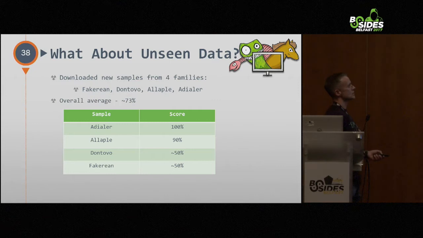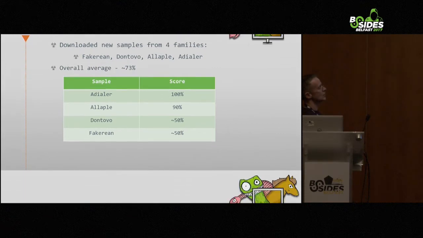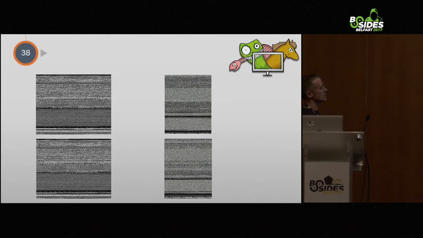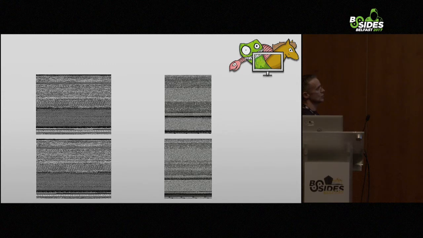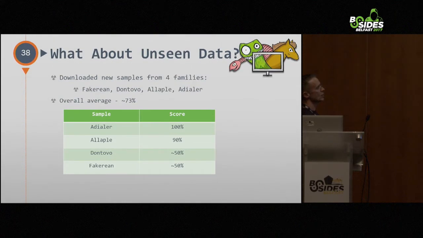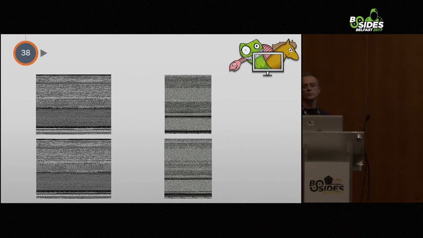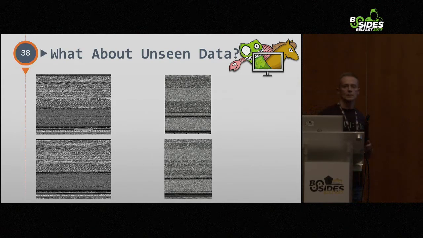Quite surprising, because if you look at these two, they're quite similar. These are Don Tovo and Fakerian, the two that did worst. You can see that they're quite similar. Again, I haven't done enough research to find out why these are falling down and misclassifying these. Again, it's ongoing research.